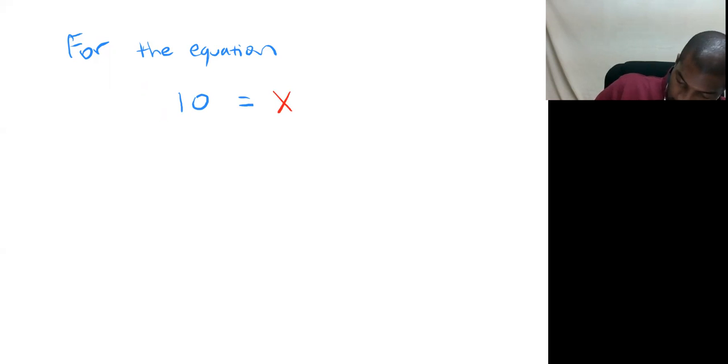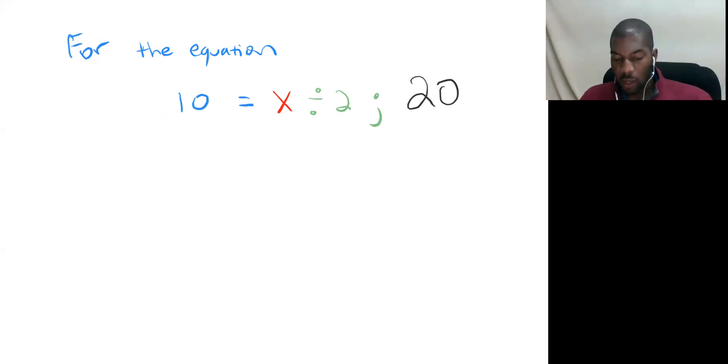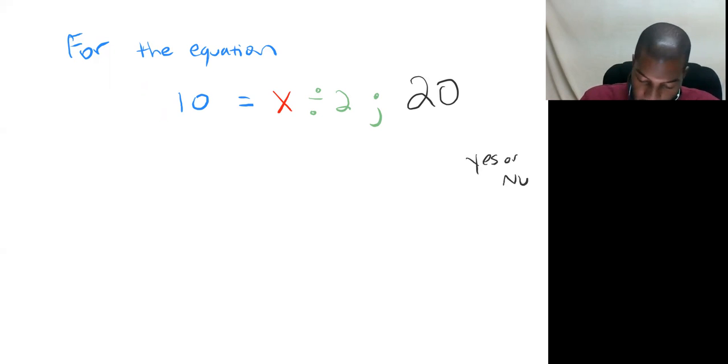For the equation, the answer might be on this side: 10 equals x divided by 2. And then it will give you the semicolon, and then it will give you a number to test. Is 20 a solution? Yes or no? All right, so what do I do?